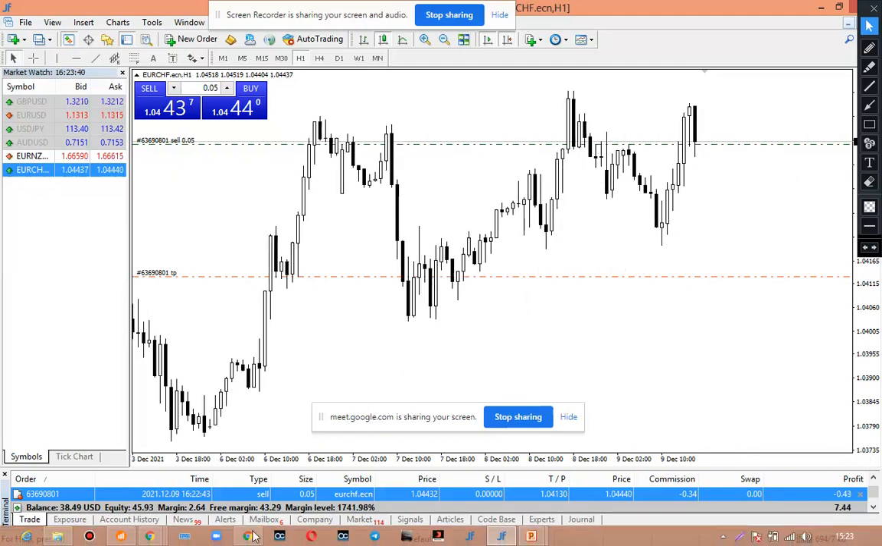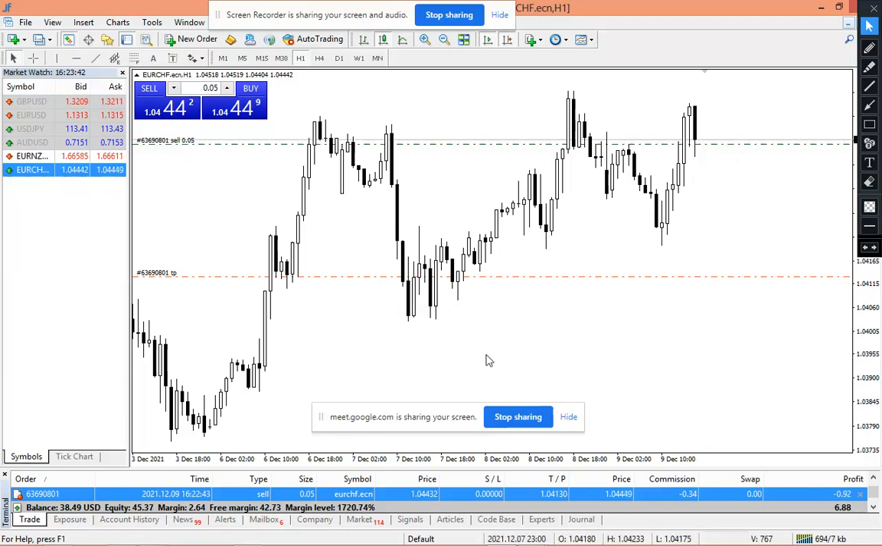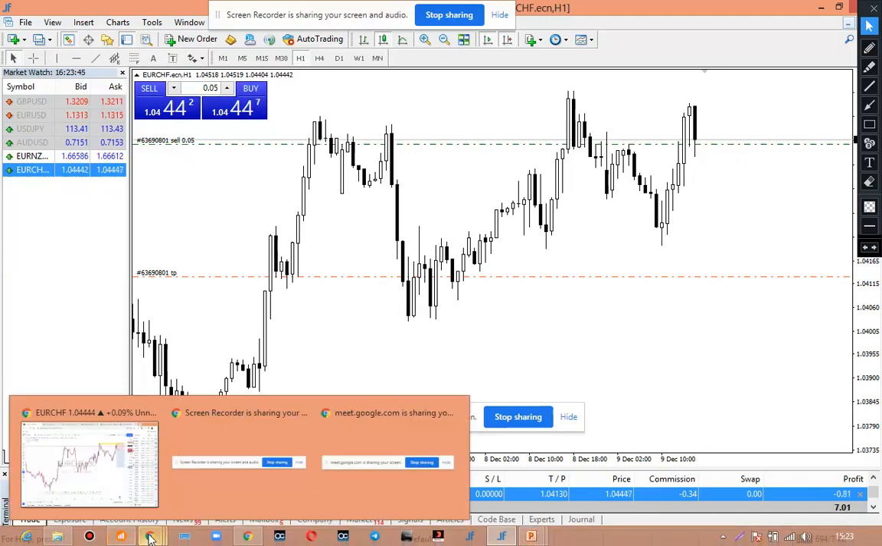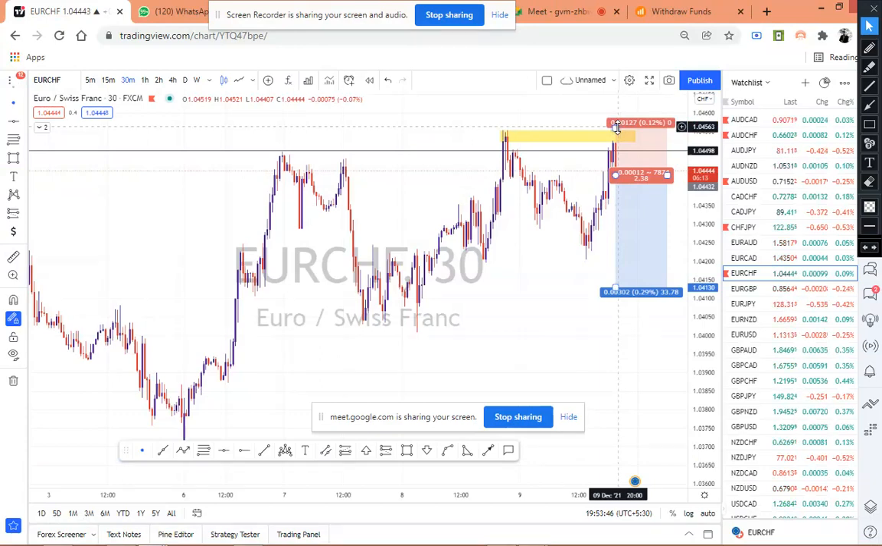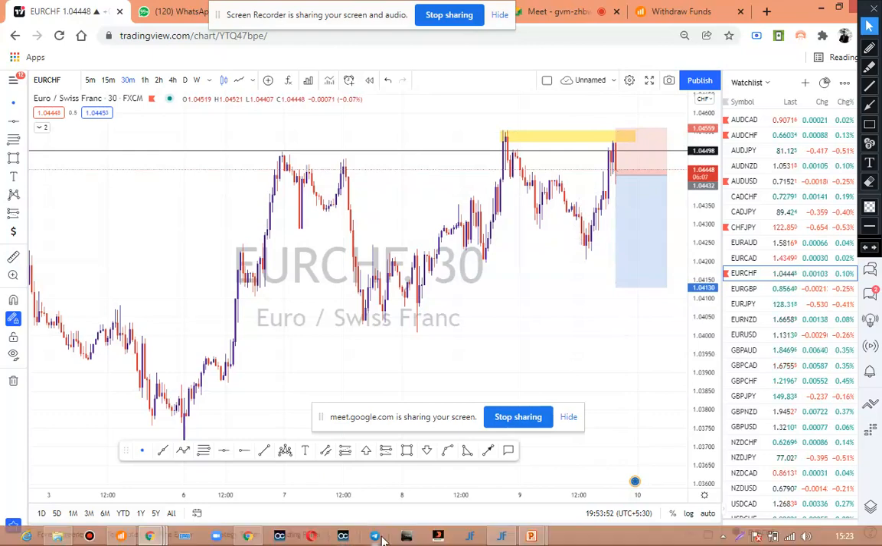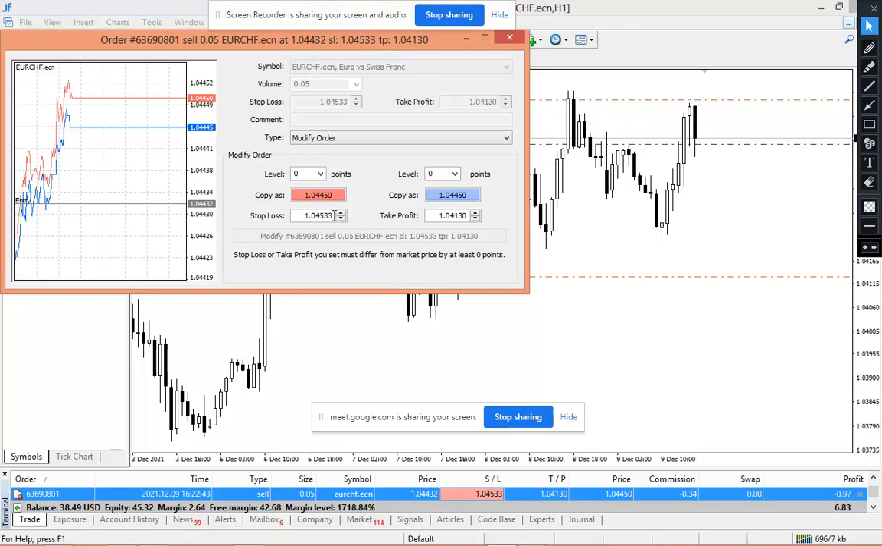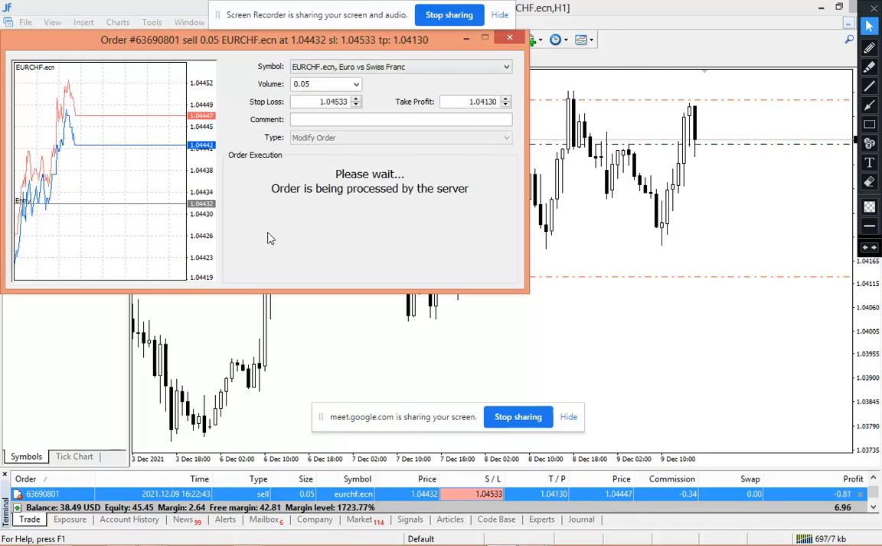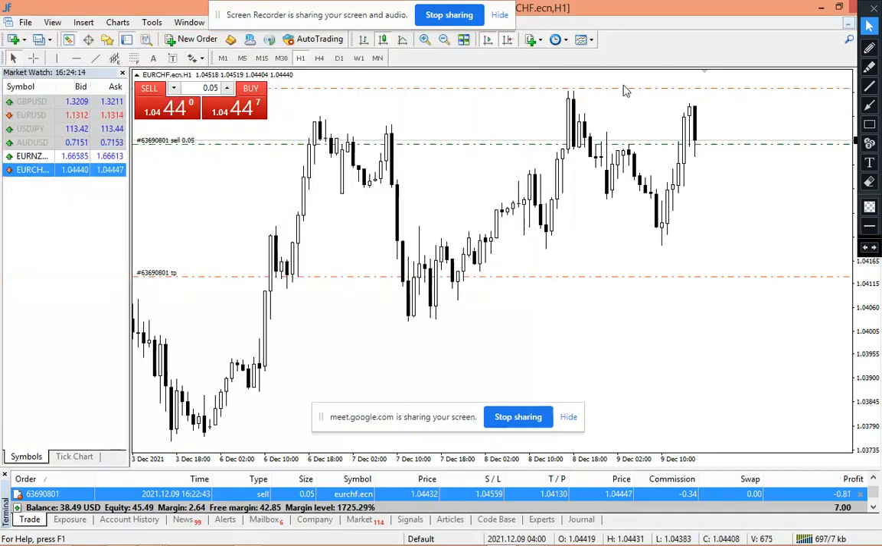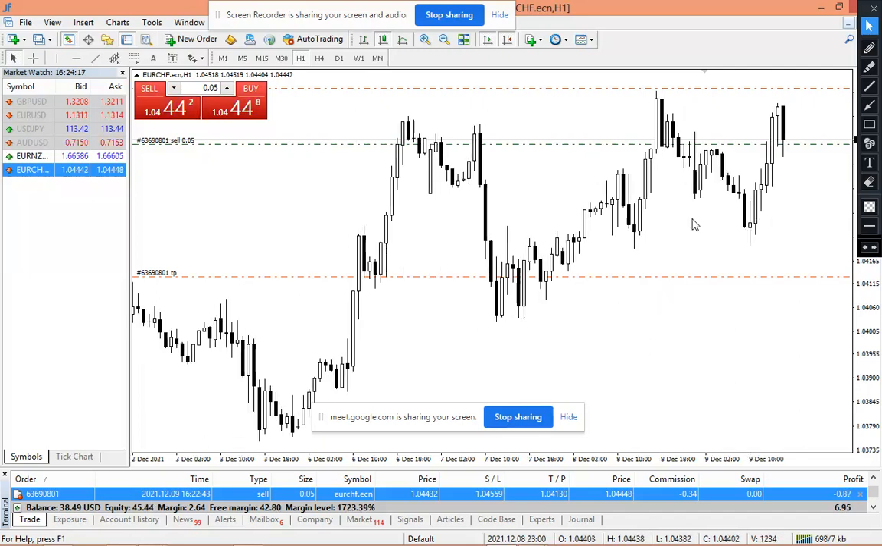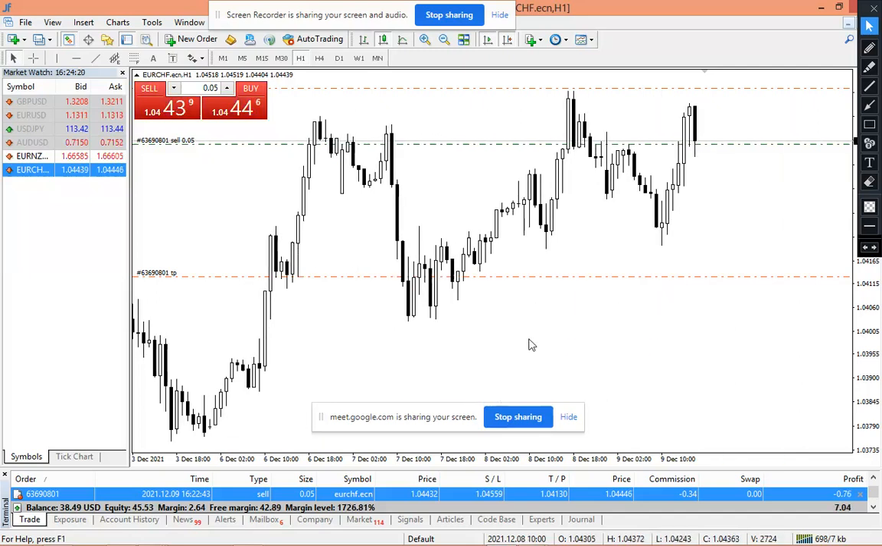So my stop loss should be above. That is 1.04559. So this is my stop loss. This is my take profit level. So let's hope the market goes more down.